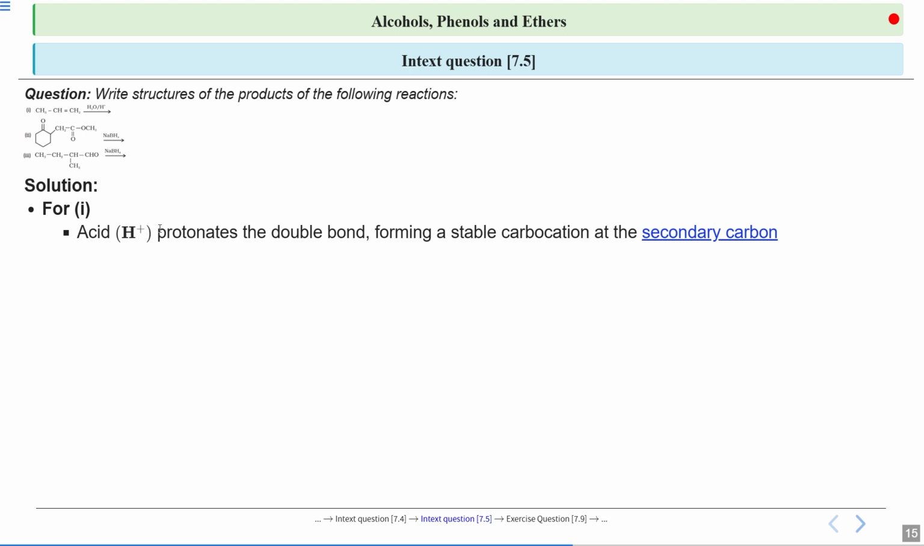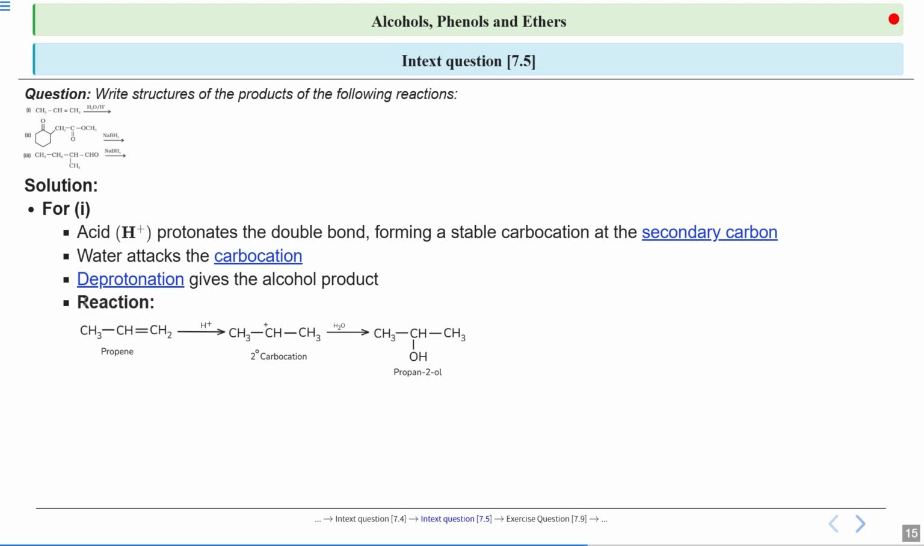Your acid, which is H plus, will protonate your double bond. And when it protonates your double bond, you will form a stable carbocation at the secondary carbon. Then the water will attack the carbocation, and then deprotonation will give the alcohol product. So these are the 3 steps that you need to follow for this particular question. Okay, so see the process.